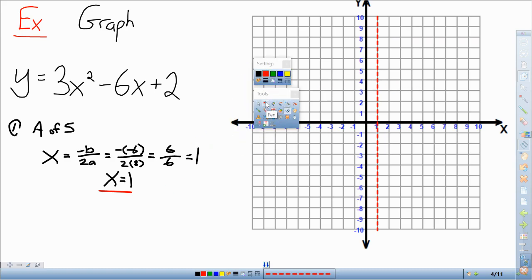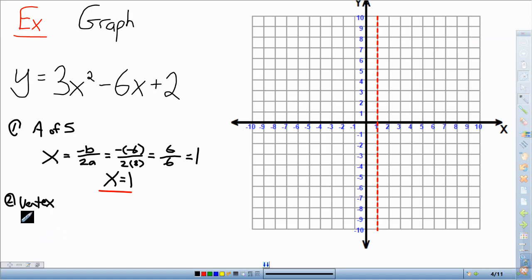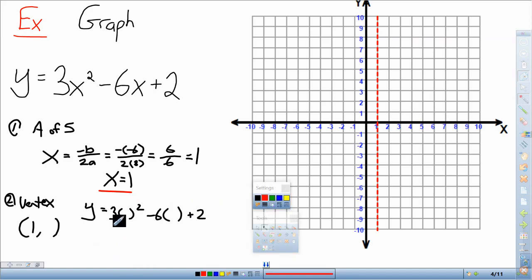Okay, cool. So from here, let's go ahead and do the second step where we're going to find our vertex. Okay, the vertex, we already have a part of it. Our x value is 1. We need to figure out what our y value is, and that means plugging this thing into our function here. So y equals 3 times x squared minus 6 times x plus 2. All right, and my x value on this one is a 1.